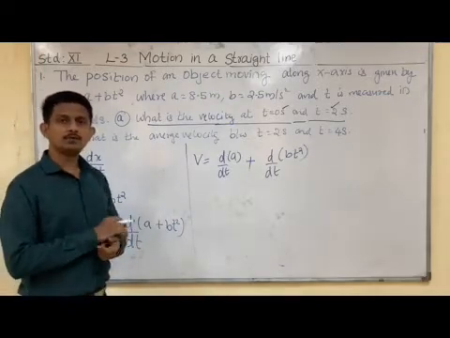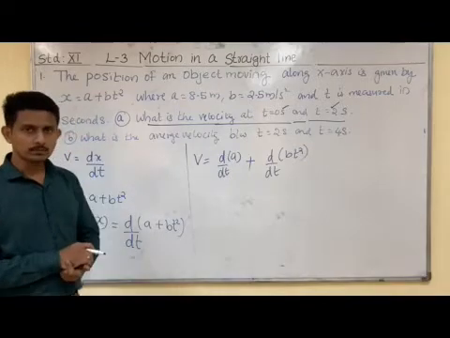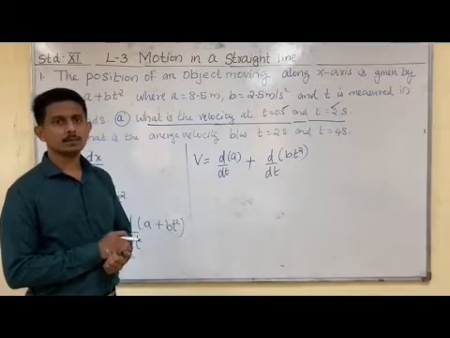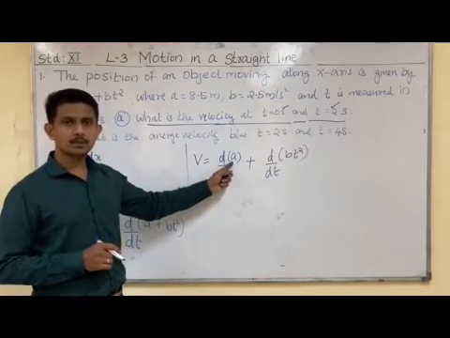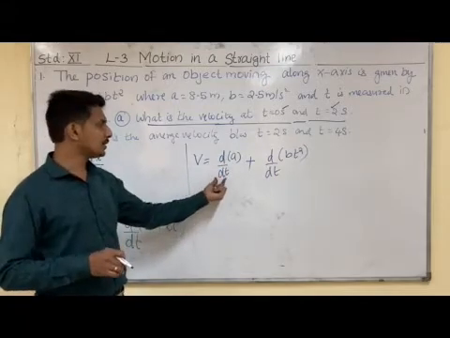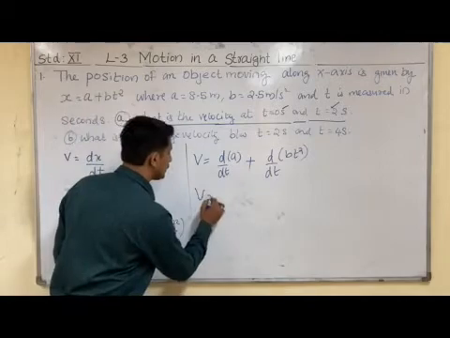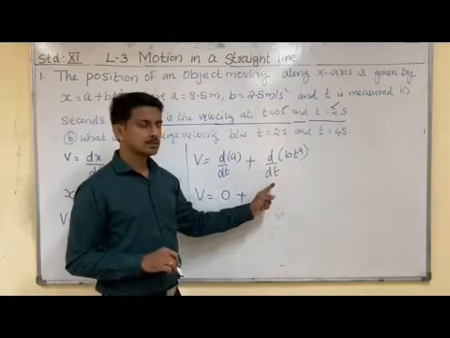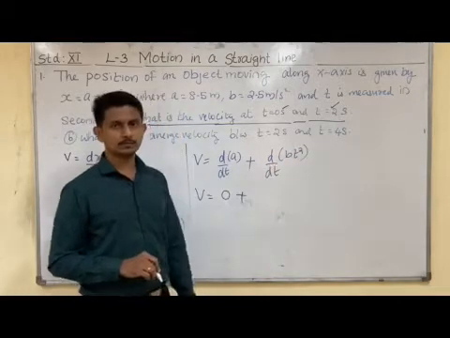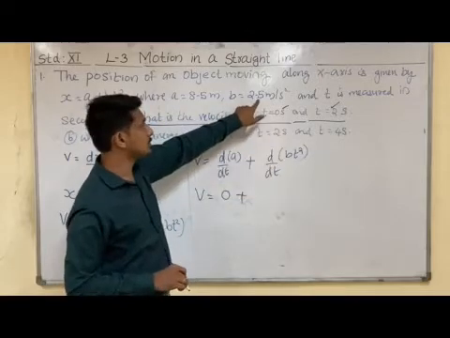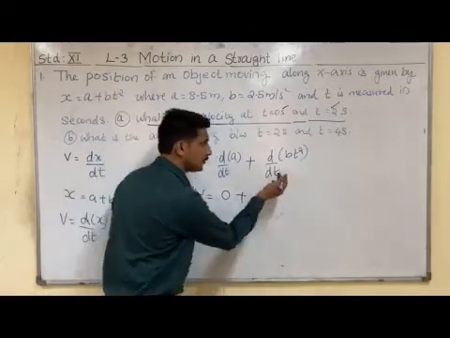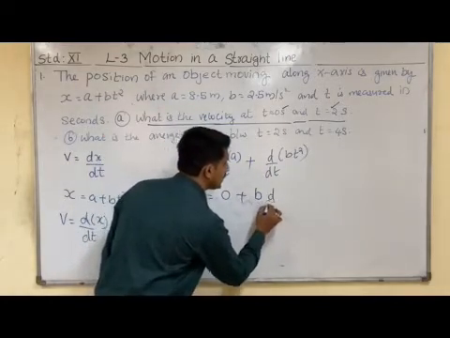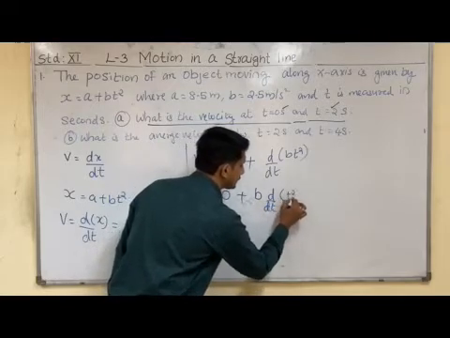When we are doing the process of differentiation, there are some rules we have to follow. One of the rules is that the differential of a constant is 0. Here a is considered as a constant, so d by dt of a becomes 0. So v is equal to 0 plus d by dt of bt square. b is also a constant, so we can take it outside: b into d by dt of t square.